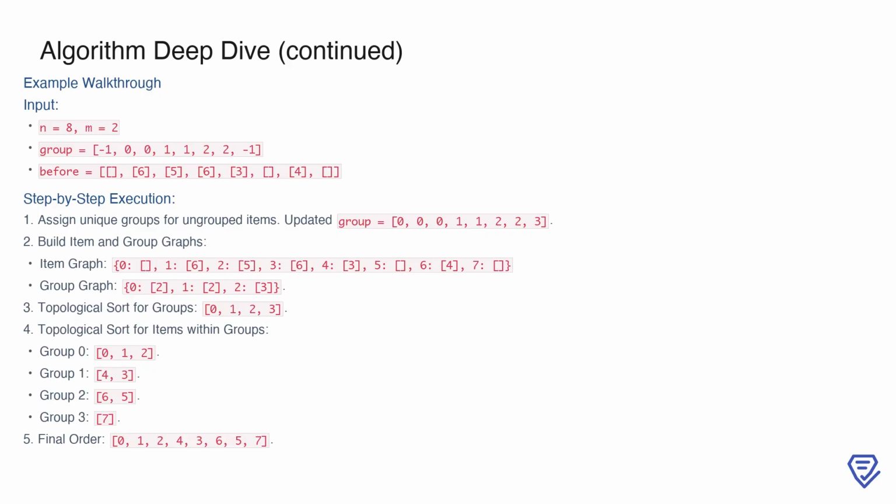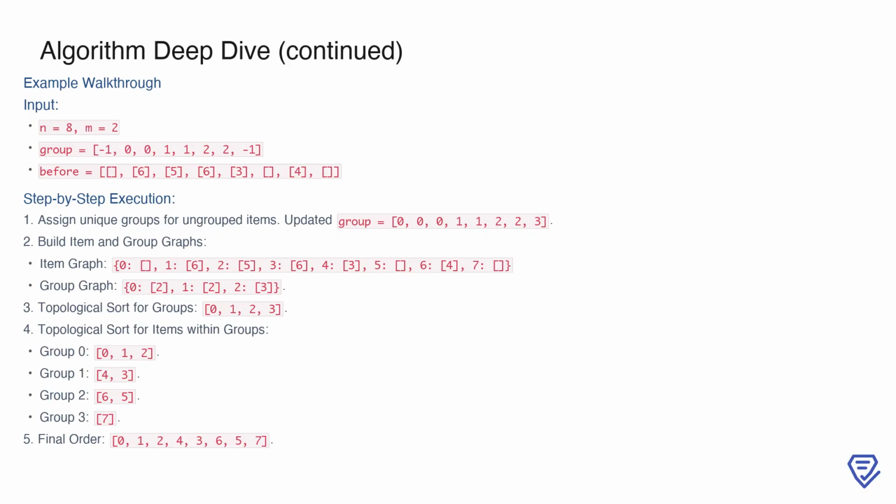Performing a topological sort on the group graph yields 0, 1, 2, 3. We then sort the items within each group. Group 0 sorts to 0, 1, 2, group 1 to 4, 3, group 2 to 6, 5, and group 3 to 7.